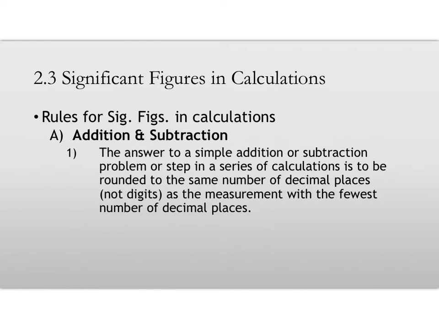The rule for addition and subtraction calculations is that the answer to a simple addition or subtraction problem, or a step in a series of calculations, is to be rounded to the same number of decimal places, not the number of digits in total, but the same number of decimal places, as the measurement with the fewest number of decimal places.